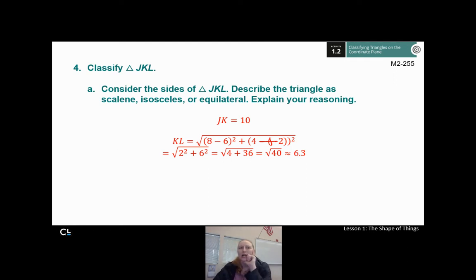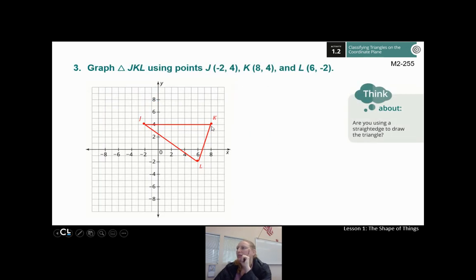JL, we need to do JL as well, right? So let's do JL. Let me come back up here. So for JL, I'm going to do -2 minus 6, and then 4 minus a -2.